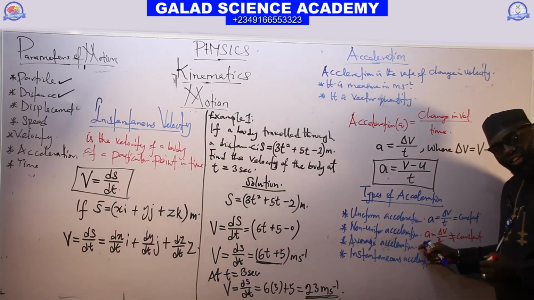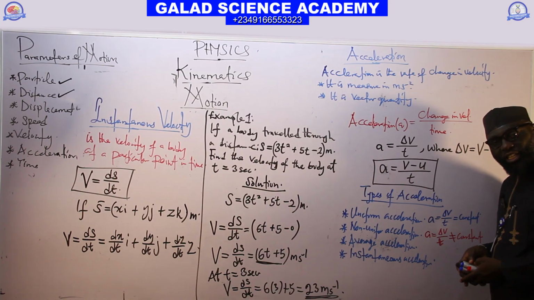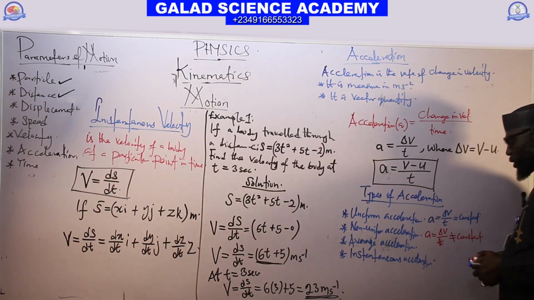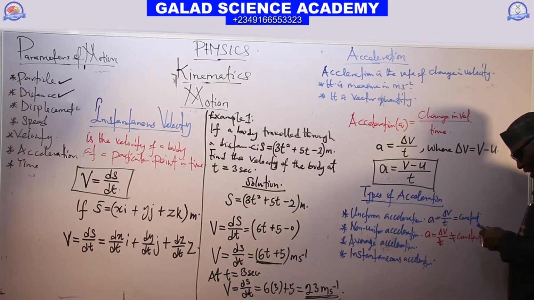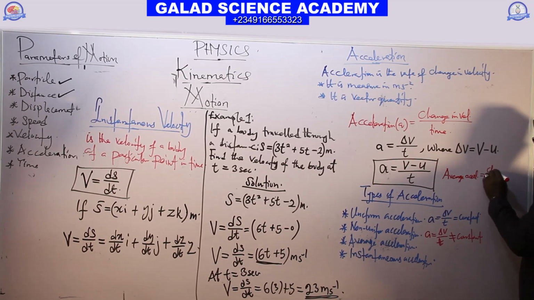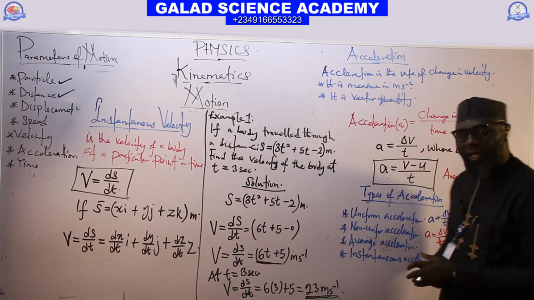The average acceleration is the ratio of change in velocity traveled with time. That's what we call average acceleration, and it can be written in this form. Average acceleration is the ratio of change in velocity over time, and it is also measured in meters per second squared.